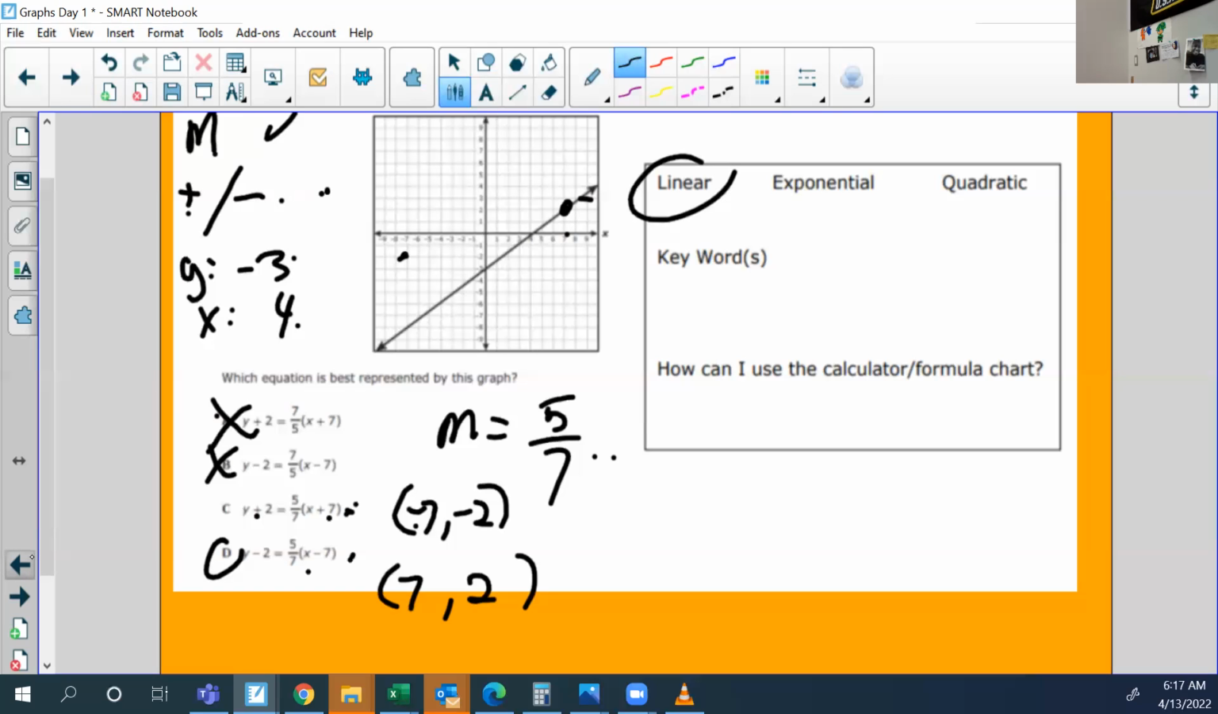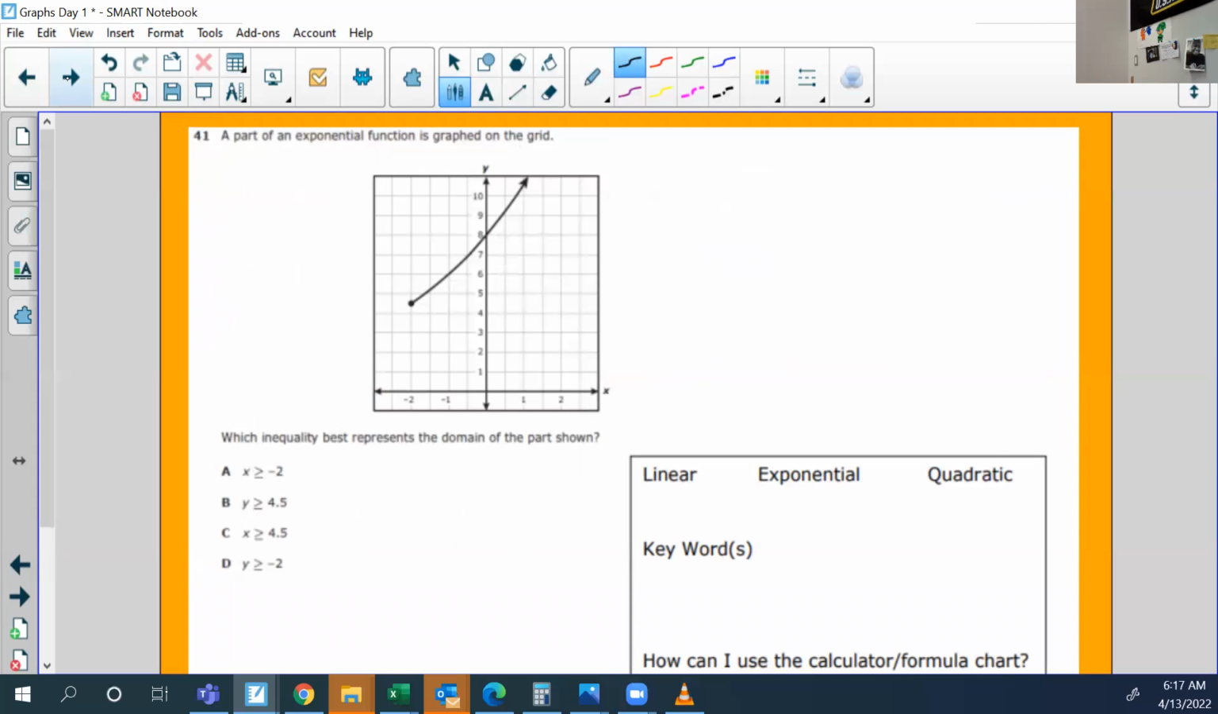Okay, let's move on. All right, now this is exponential. Exponential, and the keyword is, again, best represents. And by now you should know what it means. Which one is the same or equals best represents, all right? Okay, so they want a domain.